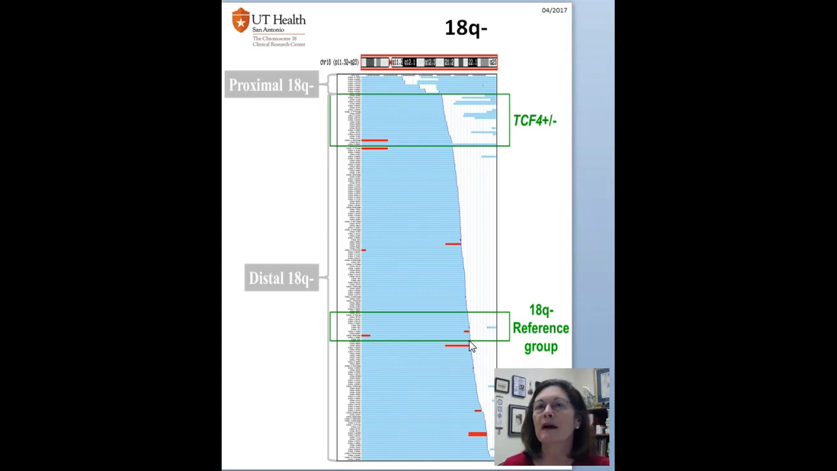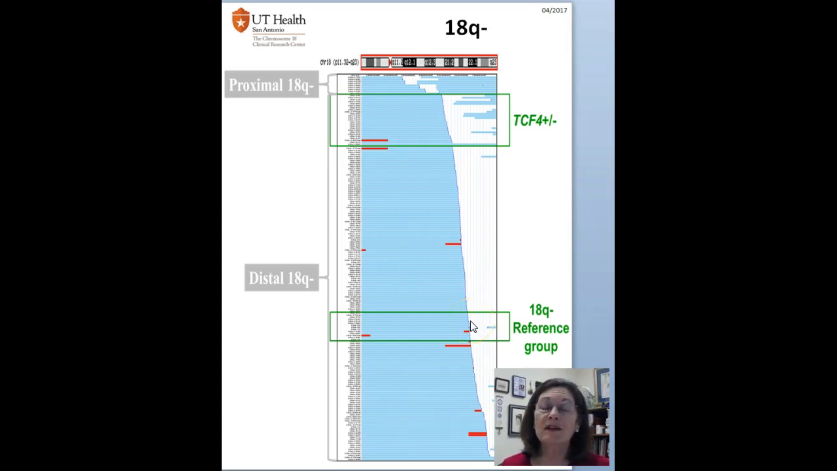There are a few other gaps, I guess you would say, in which we might be able to say the same two people have exactly the same genes missing, even though they have different breakpoints. But those are groups of one, or groups of two or three people, so they're small groups.